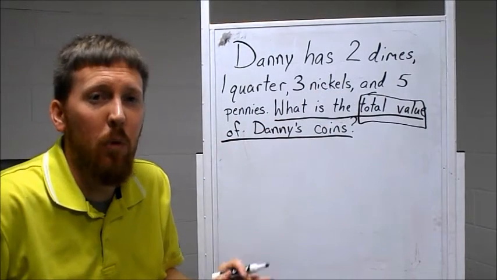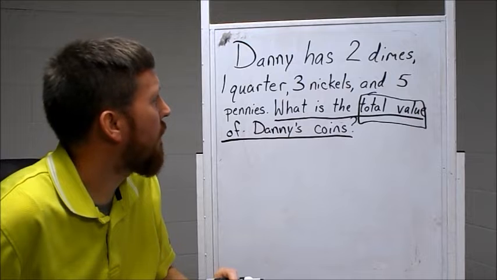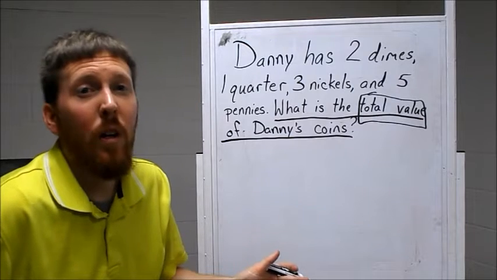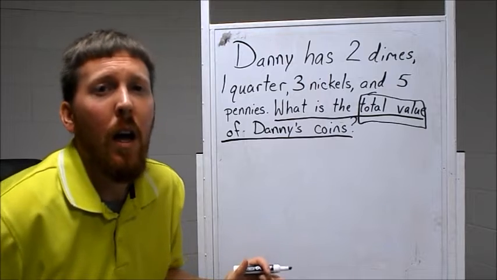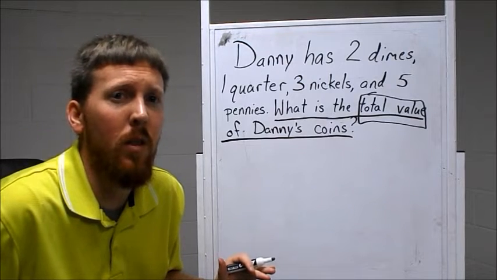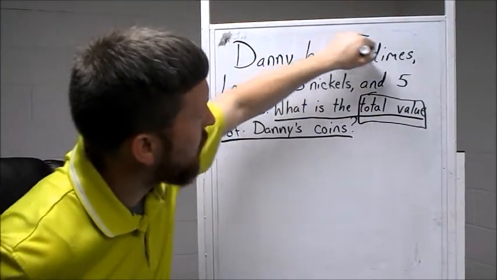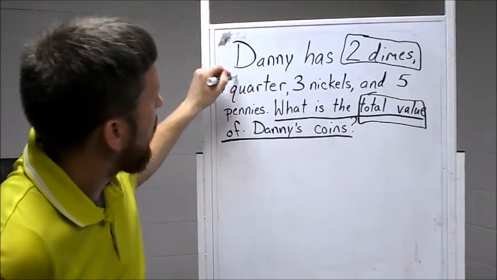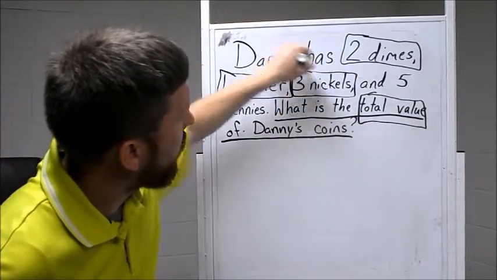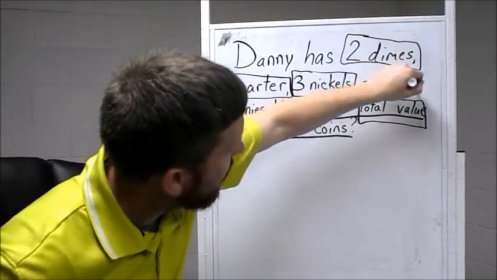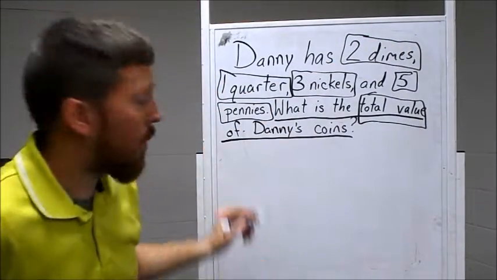I'm going to go back and read the beginning of it. Danny has 2 dimes, 1 quarter, 3 nickels, and 5 pennies. Again, I don't care who it is. I don't care if it's Danny, Martha, or Eugene. I care about the amount of coins that are there, and then I need to add it up. So Danny has 2 dimes, 1 quarter, 3 nickels, and 5 pennies. So let's do a quick review.